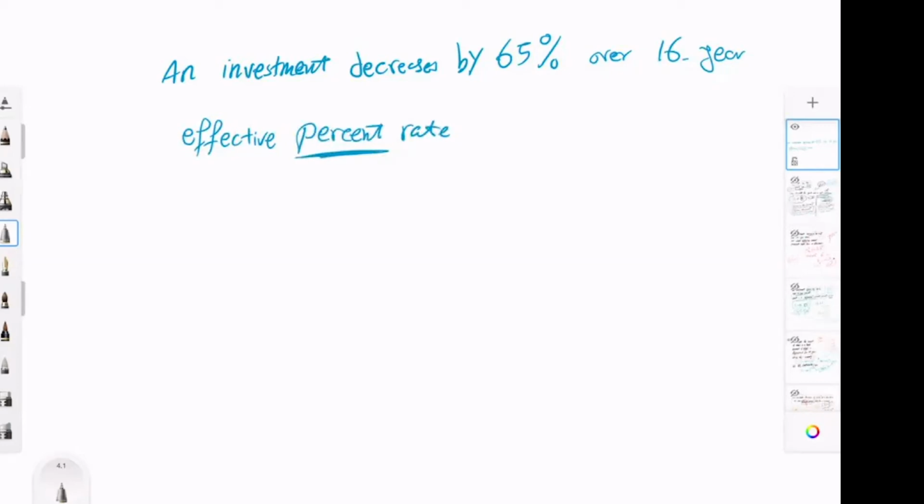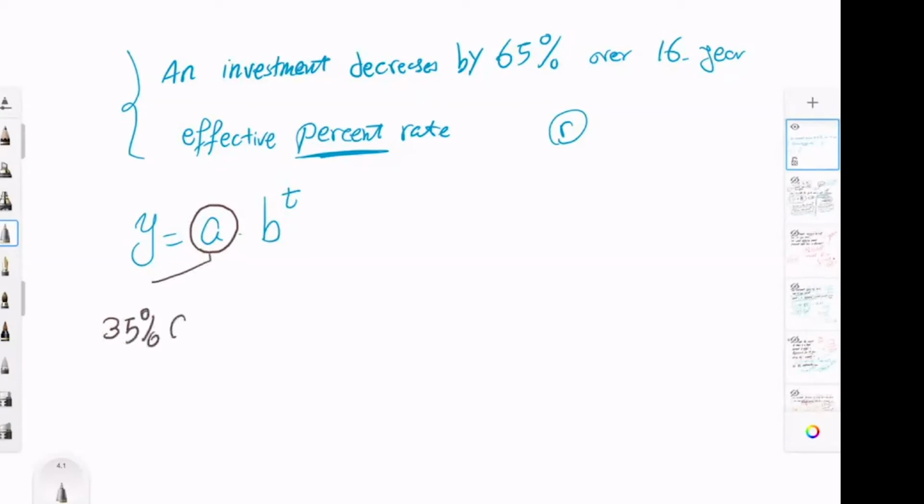So does it decrease? After a few examples that we solved, you know we are looking for R, and we are using the formula y equal to a times b to power of t. Correct? They said decreases. That means this initial value will be 35% of the initial when I apply 16 here. So after 16 years, we're gonna have 35% of that. Does that make sense?